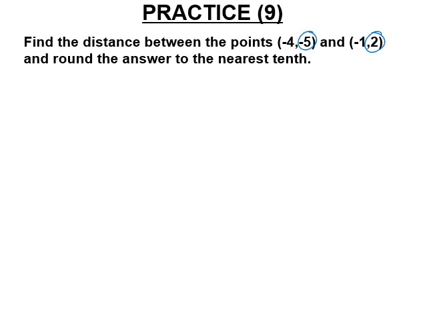Why am I starting with subtracting my y's? Out of habit, because when we do slope, we subtract our y's. I've been subtracting my y's first, but you don't have to. So this is 2 minus negative 5, right? Because I want to get a positive. If you do it the other way, you get a negative 7.